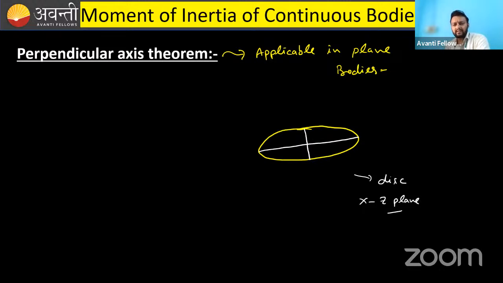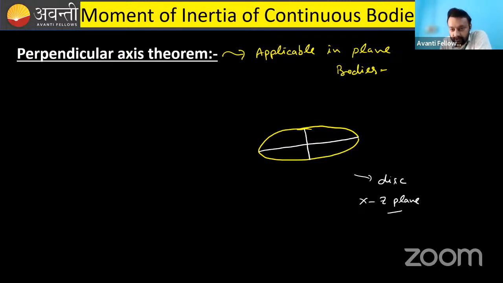Some of you may ask, sir, this is not looking like a disk, it is looking like an ellipse actually. No, I have drawn a disk, but to draw the disk in the XZ plane, I have tilted it like so. That's why it's looking like an ellipse. It's not an ellipse, it's a circular disk. So don't mess these things up in your mind.